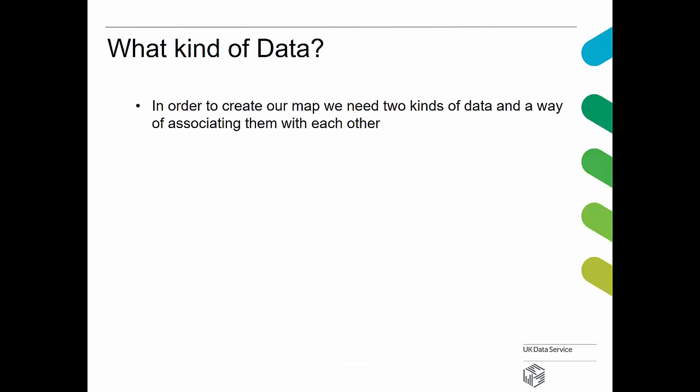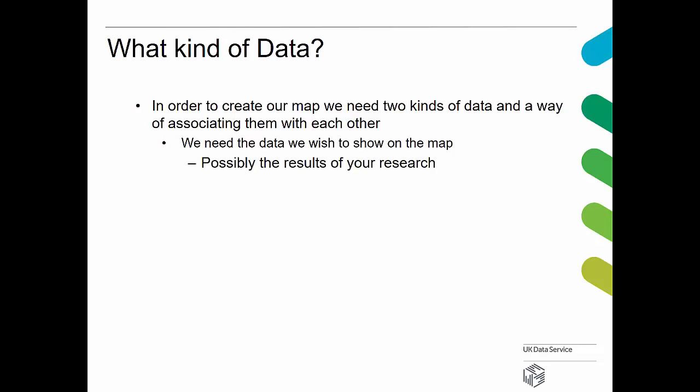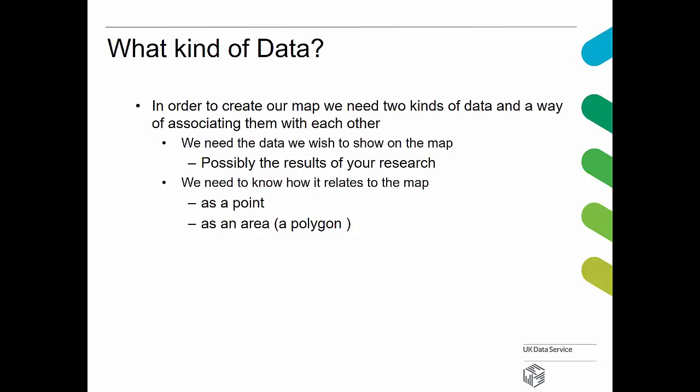So what kind of data? In order to create a map, we need two kinds of data and a way of associating them with each other. We need the data we wish to show on the map, possibly the results of research. We need to know how it relates to the map. Is it a single point on the map which the data refers to, or is it an area of the map, normally denoted by a polygon on the map, some outline shape, or any other enclosed space?